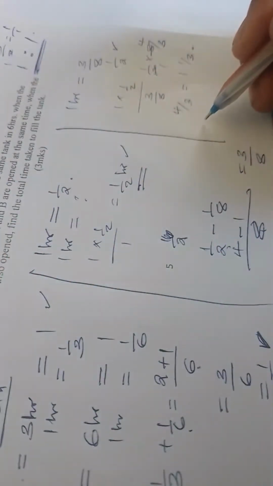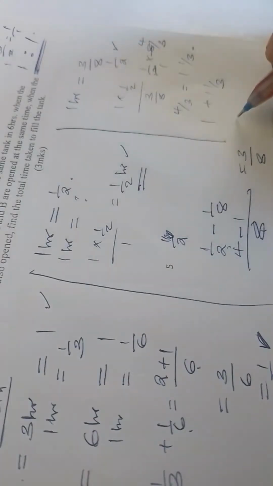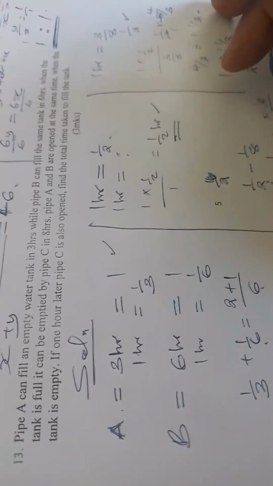There was that 1 hour. So 1 hour plus 1 and 1 over 3 is the same as 2 and 2 over 3 hours. So meaning the tank takes 2 and 2 over 3 hours. That is question number 13. You can move on.